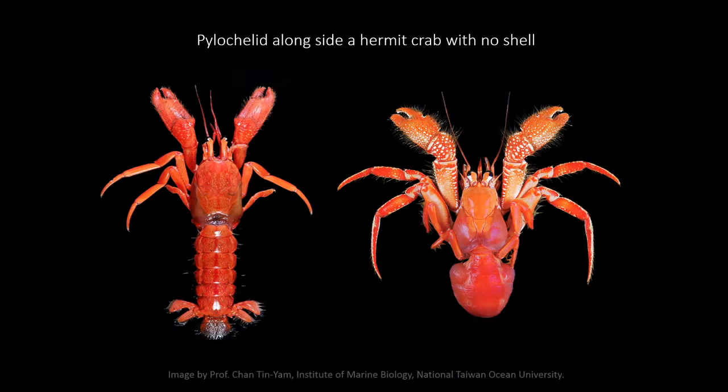And check this out. Here we have a Pylochelid next to a hermit crab that does not have a shell. And you might be noticing that they are insanely similar in their structure, and that is because they are extremely closely related. Hermit crabs are a type of squat lobster, a type that has developed an obsession with finding shells in its environment that they then hold on to and hide inside of.